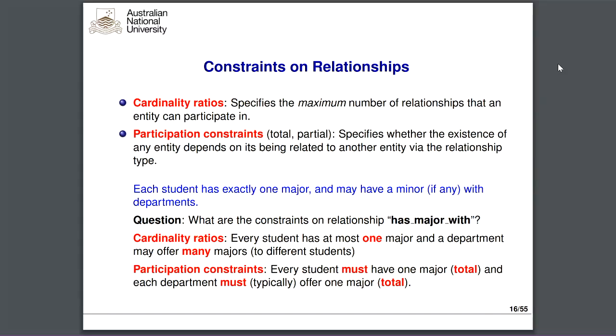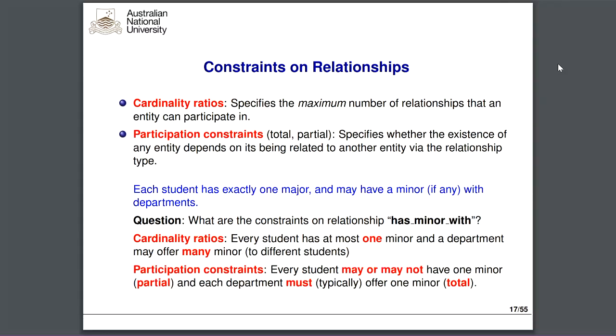And then participation constraints: every student must have one major, so this is a total requirement. And then each department typically has at least one major, and this is also a kind of total participation constraint. But for the minors, it's a little bit different. For the minor, the participation constraint is that every student may or may not have a minor, and then each department must typically offer one minor or more, right? So it's a bit different when we're talking about different relationship types.